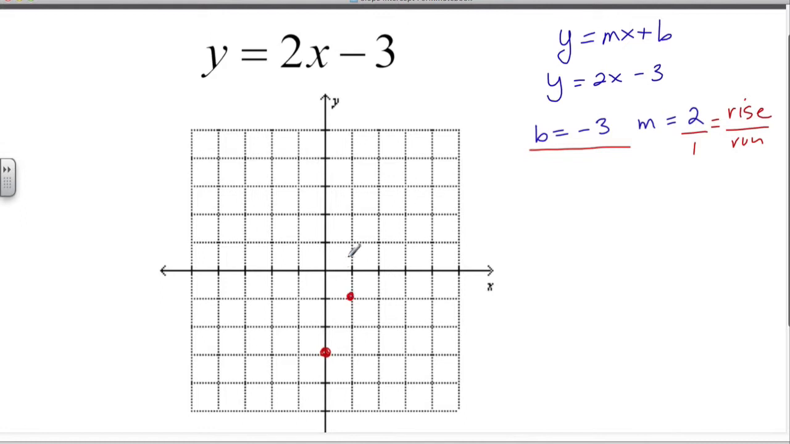So up 2, and to the right 1. Up 2, to the right 1, up 2, to the right 1. And look, it's really fast, really easy for me to get lots of points on here. So when I connect them with a nice straight line, I know my line's going exactly where it ought to go. Okay? And that's it.